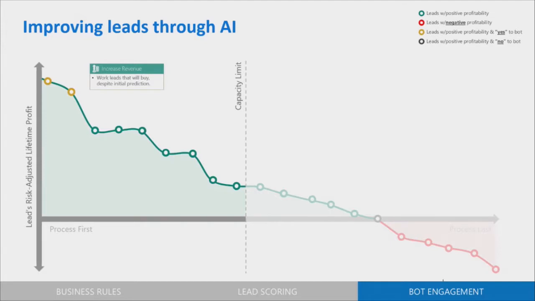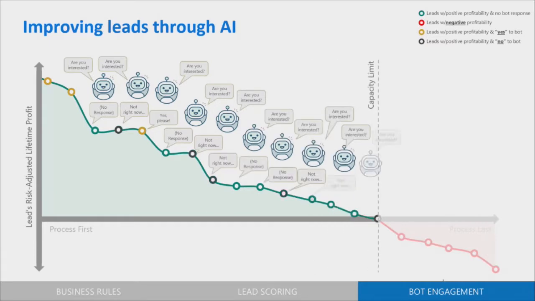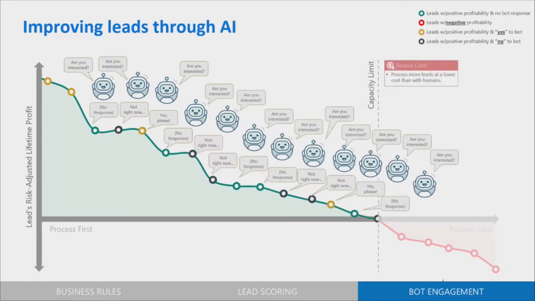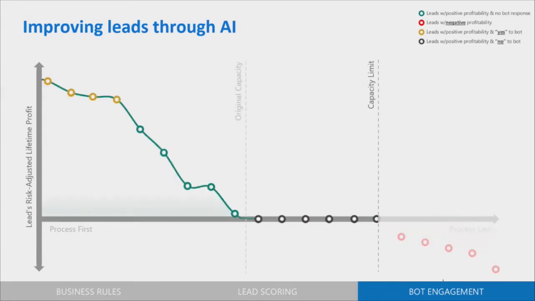We're able to move those up to the top and work these leads that will convert despite an initial prediction of will not. And as you see, we're able to deploy the bots across the entire system and ultimately process more leads than we'd be able to with humans because of our cost constraints. And so we end up having a curve that looks like this, where we're processing really only the most valuable leads.